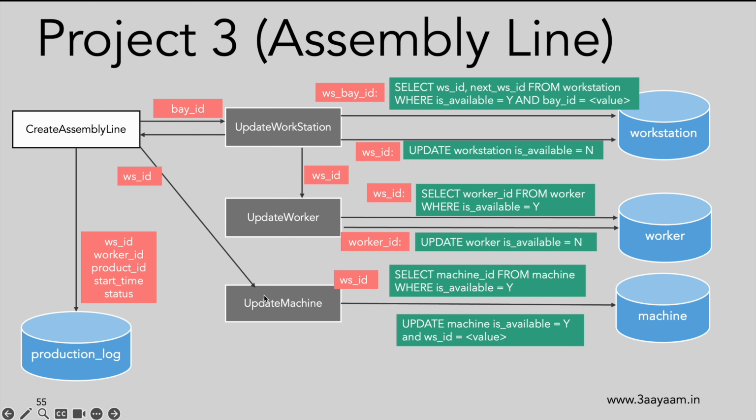So we've implemented this, and we have implemented update workstation and update worker also. So in update worker, we are using WSID, and I'm getting the worker ID from the worker table, whichever worker is available. And once I get the worker, I'm marking the worker as not available. And then I'm passing the worker ID to workstation, and then I'm updating the workstation to be not available.